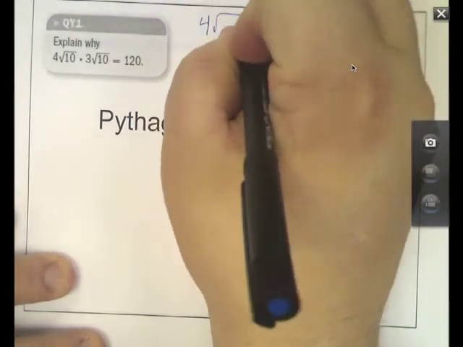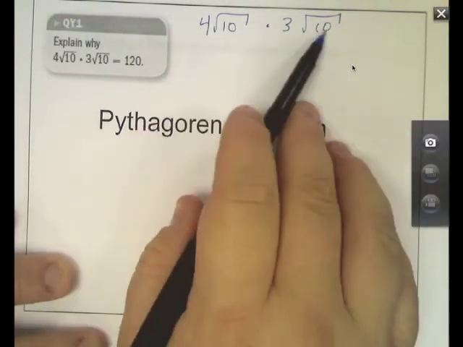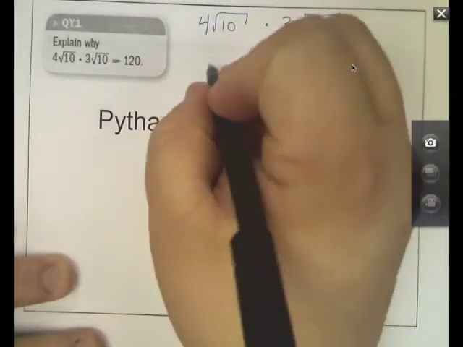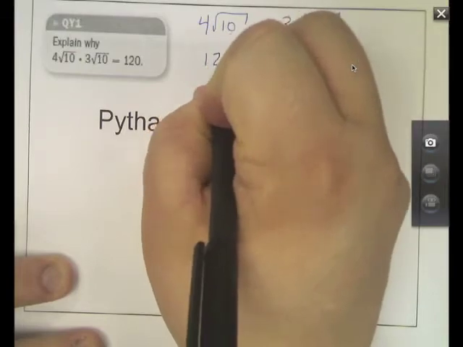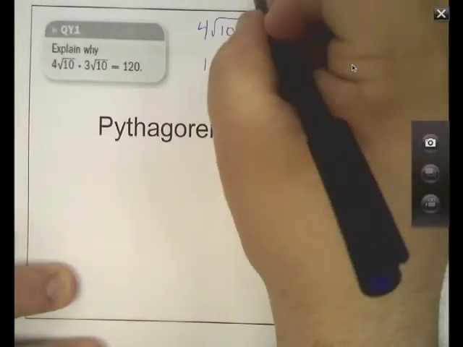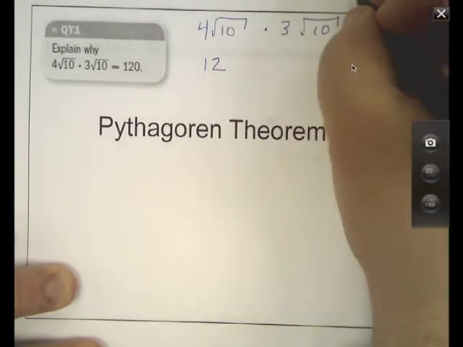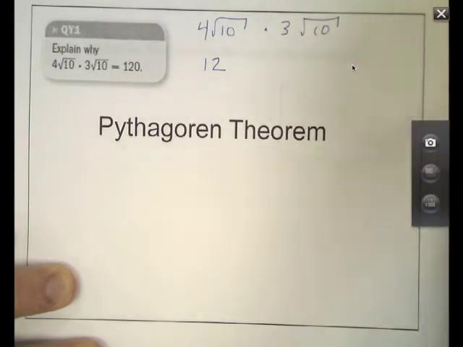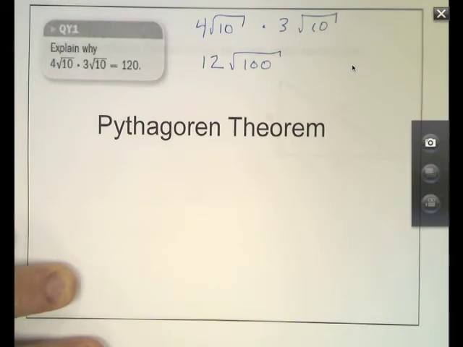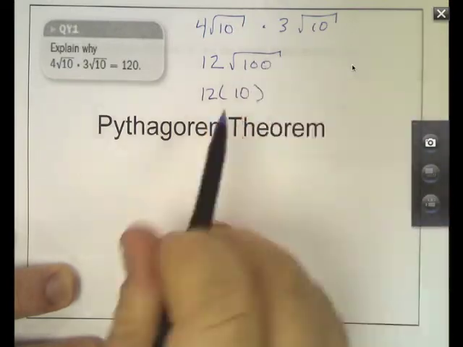Here it says, explain why 4 square root of 10 times 3 square root of 10 equals 120. Very important. Probably seen one of these on your Iowa Test of Basic Skills. Okay? If we're multiplying, okay, we take 4 times 3. Well, what's 4 times 3? 4 times 3 is 12. Here's my square root property that we just talked about. Square root of 10 times the square root of 10. Well, what's the square root of 10 times the square root of 10? Well, it's the square root of 10 squared, which is 10 times 10 is 100.